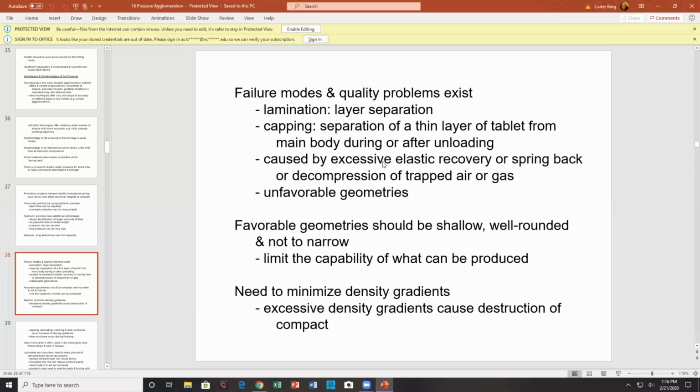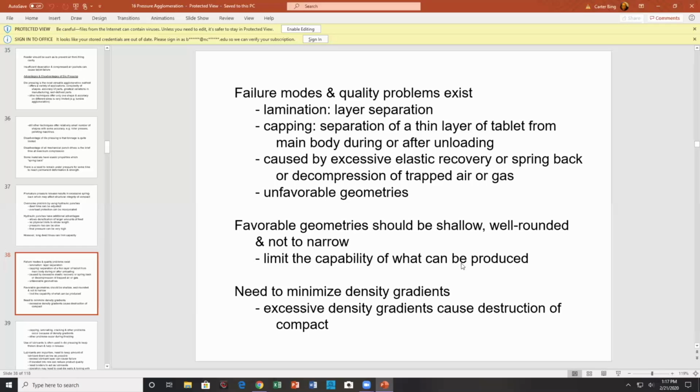Caused by excessive elastic recovery or spring back, or decompression of trapped air or trapped gas. Unfavorable geometries. The idea of trapped gas pushes the idea that you shouldn't have gas around to begin with. The real kicker is you run in a vacuum situation. Right. Favorable geometry should be shallow, well-rounded, not narrow. There you go, not narrow.